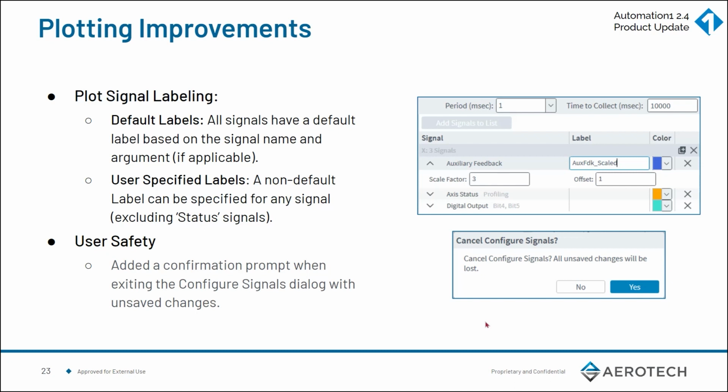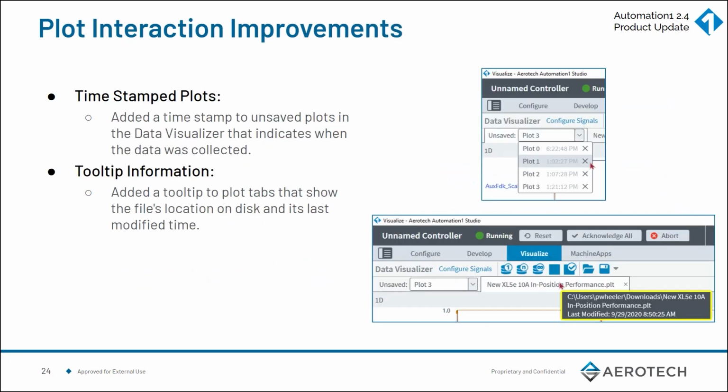I like to bring up these user safety things when I see them come around. It's important to know that Aerotech software engineering and hardware engineering teams are always trying to make it such that users don't make any mistakes when using the application. So we basically added a confirmation prompt when exiting the configure signals dialog with any unsaved changes. So you might notice this if you're somebody who uses Automation1 quite often, that we're just trying to make it so you can't leave without saving your changes and then go and try to collect data and wonder why the configuration wasn't applied. It saves you a little bit of time on the back end by confirming this on the front end. Additional plot interaction improvements, time-stamped plots.